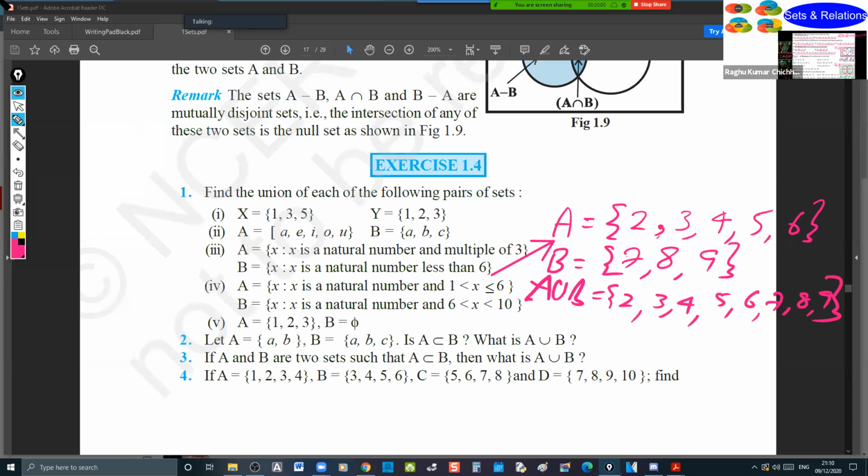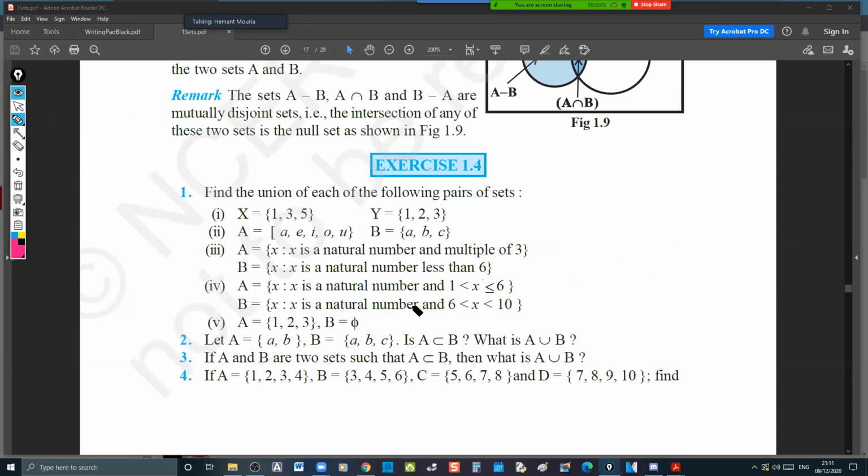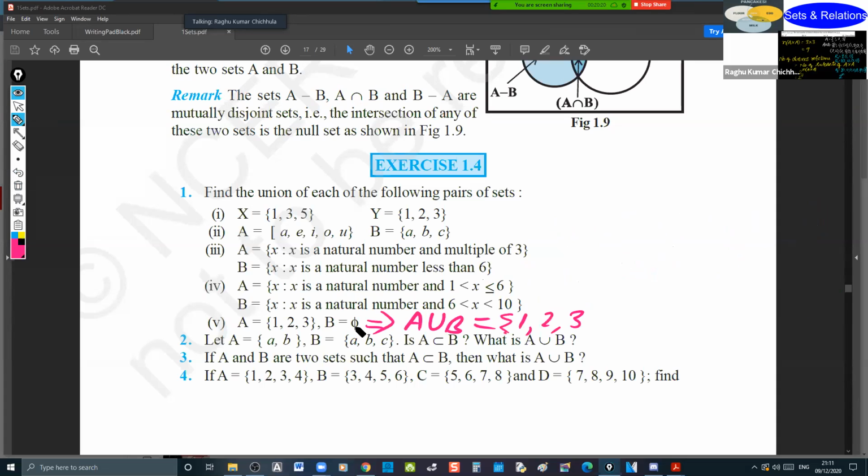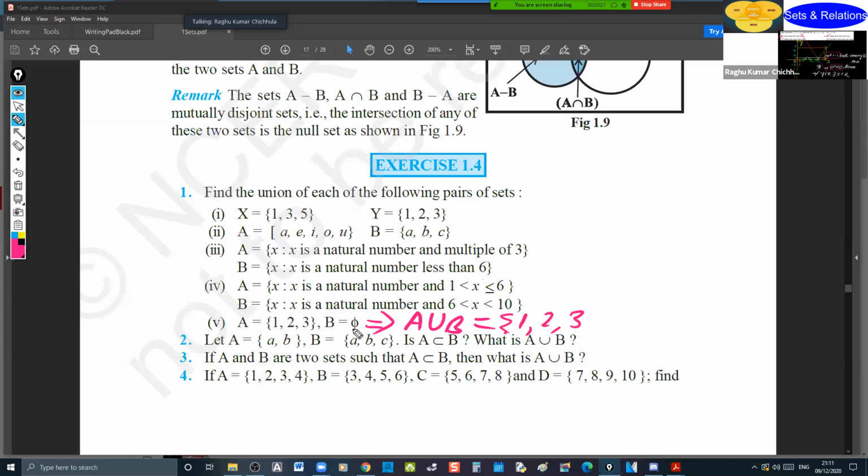Let us see fifth one. A equals 1, 2, 3. B equals empty. So A union B is 1, 2, and 3. He's saying that 5 is not an element here. It is a null set. So that's it. 1, 2, 3.